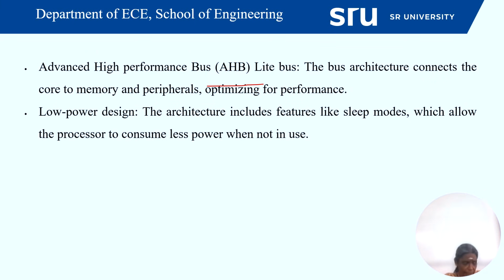And this AHB bus is used to increase the speed. That means the buses are assumed to be high-speed interconnects. They connect components like CPU, memory, and peripherals, in terms of system-on-chip architecture, and then fast data flow. The usage of AHB will enable the fast flow of data. And this bus architecture connects the core to memory and peripherals, optimizing for performance.